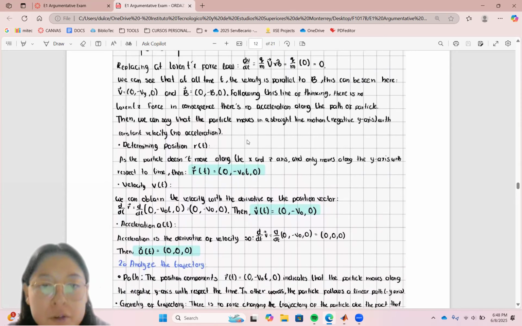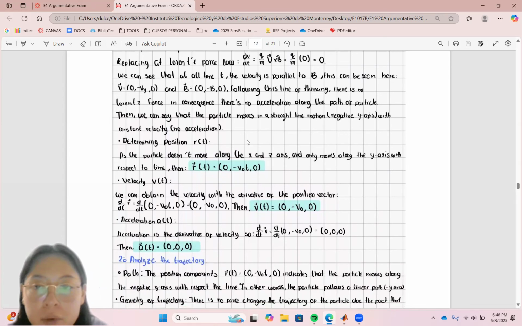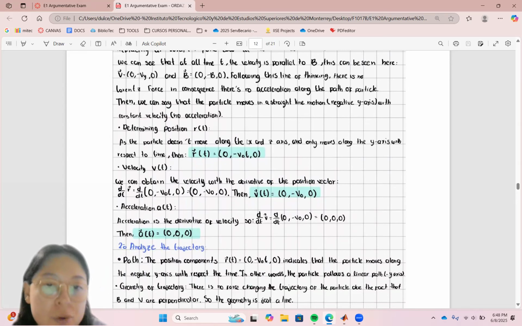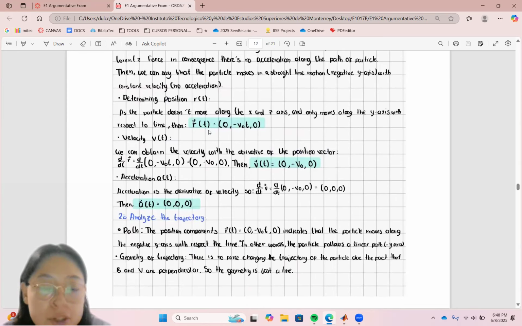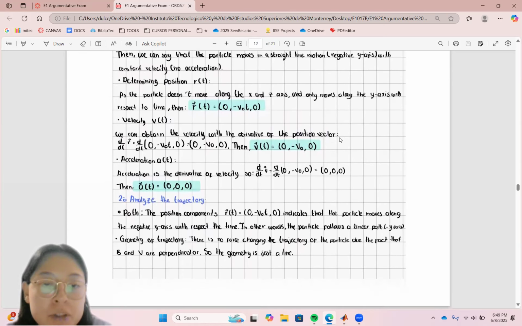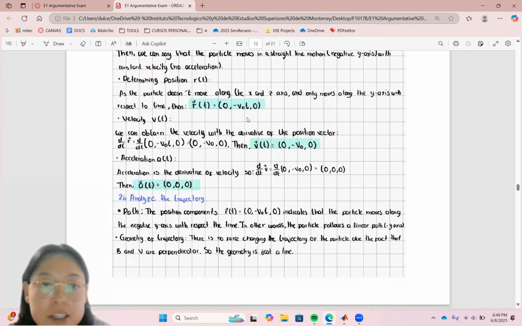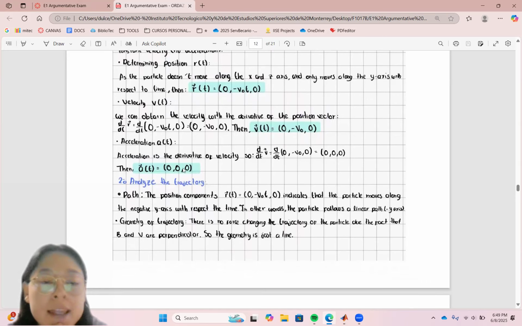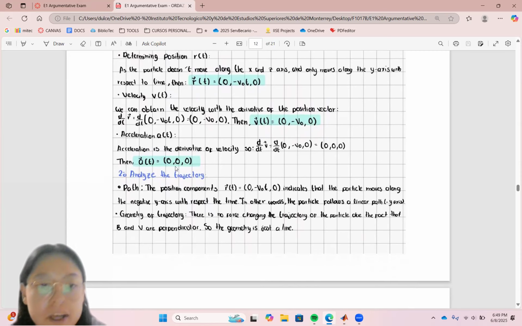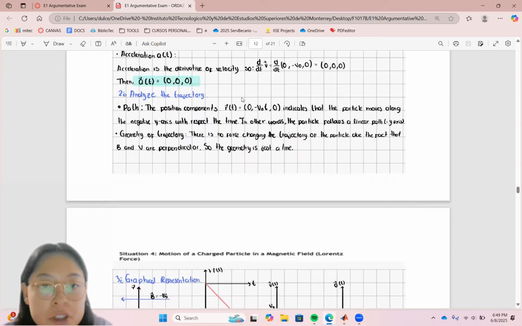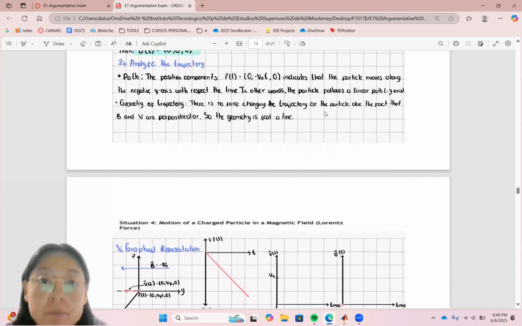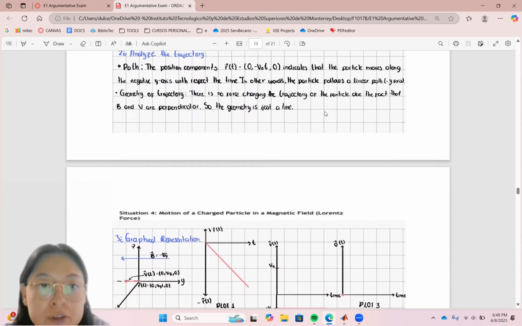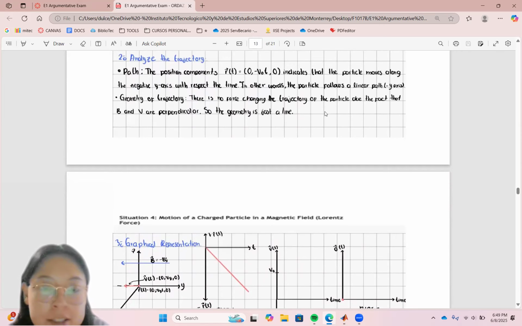Then we can say that the particle moves in a straight line motion in the negative y direction with a constant velocity due to no acceleration. And then determining the position vector, I obtain that the particle doesn't move along the x and z axes and only moves along the y-axis with respect to time. As we can see here, the velocity is just the derivative of the position vector, and the acceleration is the derivative of the velocity vector. And analyzing my trajectory, the position components, here, indicate that the particle moves along the negative y-axis with respect to time. The geometry of the trajectory is just a straight line along the y-axis.